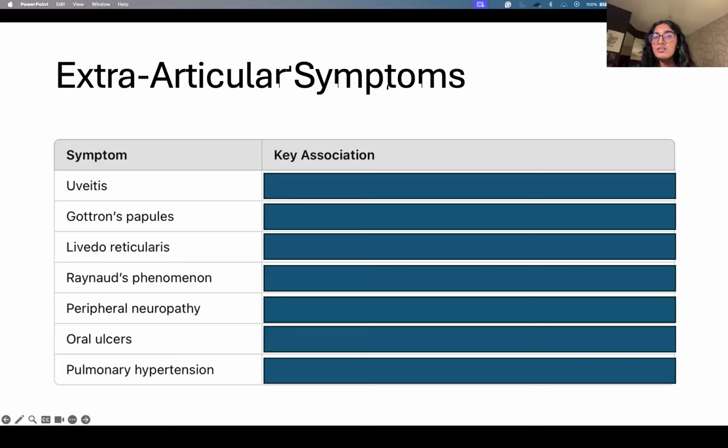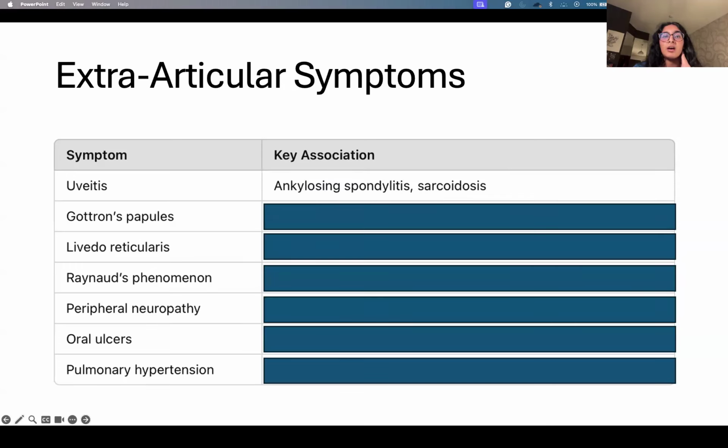So if we start with uveitis, does anyone have any ideas of any causes of joint pain where you might also see uveitis, especially anterior uveitis? Yeah, that's good. Anything else? Yeah, exactly. That's the one I was after, sarcoidosis. For reactive arthritis, usually they say conjunctivitis, but you can also have uveitis as well.